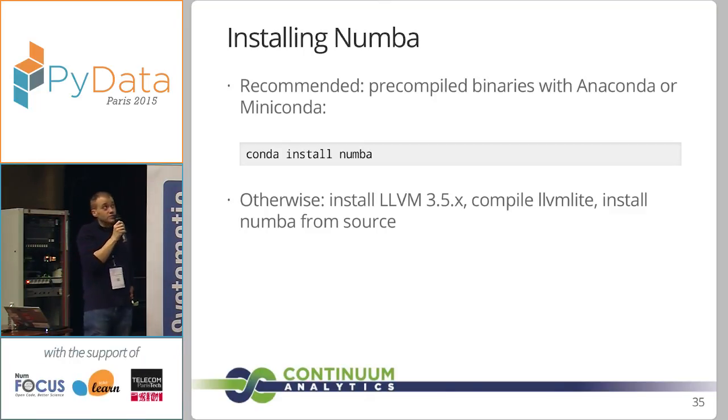Otherwise, the manual way is you install LLVM 3.5 yourself, you compile it, which requires a recent C++ compiler. You compile llvmlite, which is our own wrapper around LLVM, and then you install Numba from source.